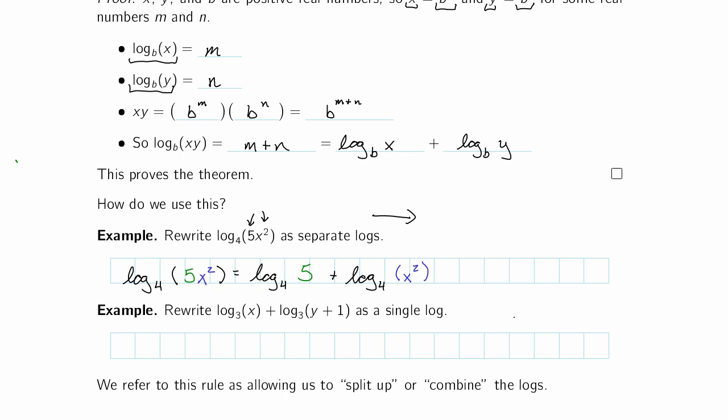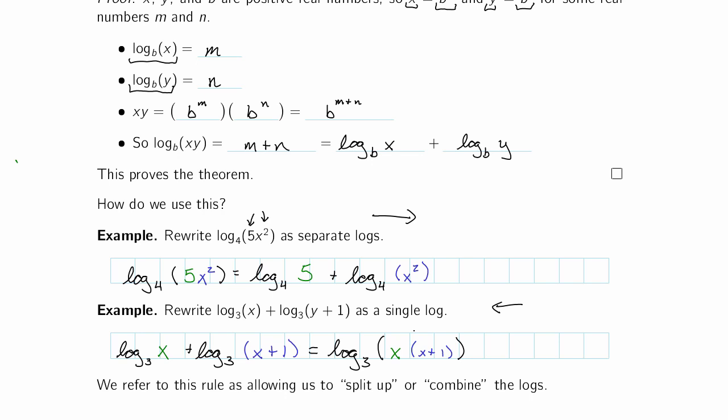We might also apply this rule in the other direction, where we have a sum of logs and we want to combine it into a single log expression. So here we have the log base 3 of x plus the log base 3 of x plus 1. Well, that combines to give us the log base 3 of the product, x times x plus 1. If we liked, we could apply the distributive property in that argument, but it's not necessary.